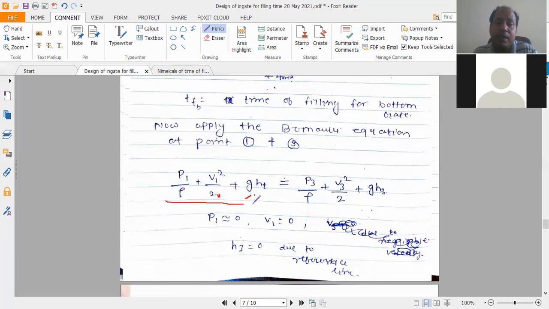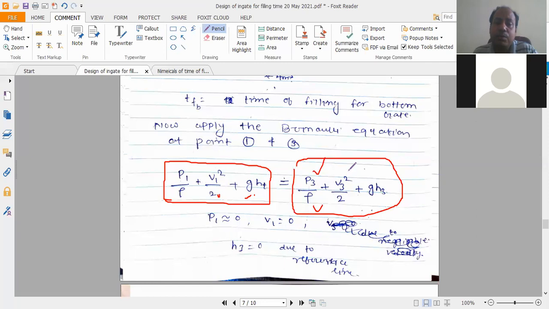So at point 3, we have p3 by rho plus v3 square by 2 plus g into s3. S3 is the reference point, so it will be taken as 0. So this will be 0.